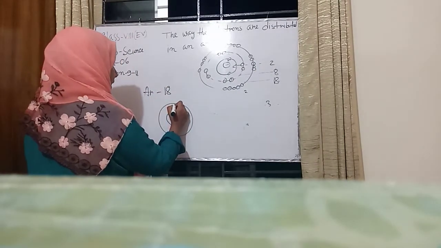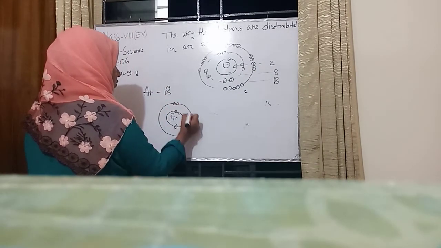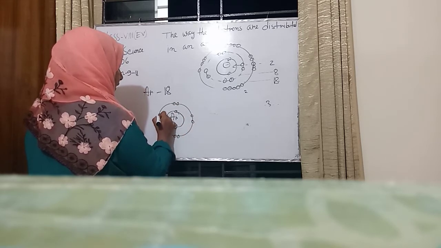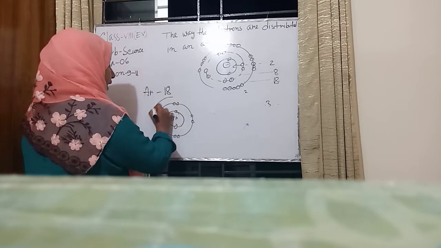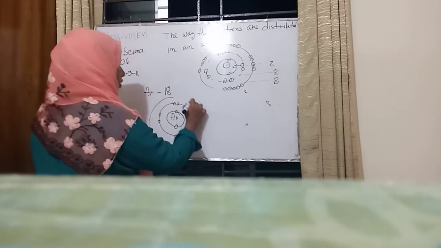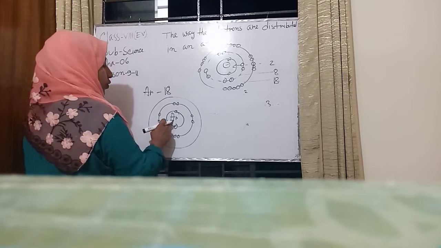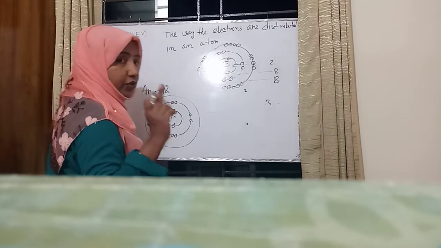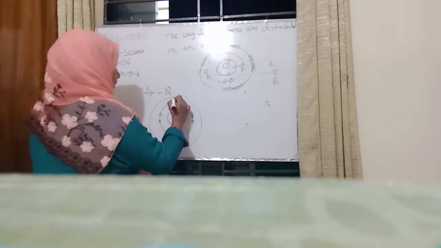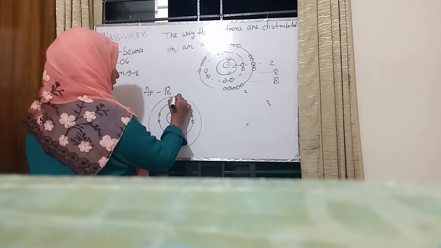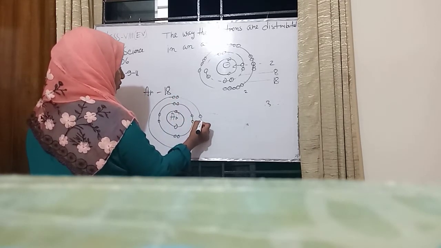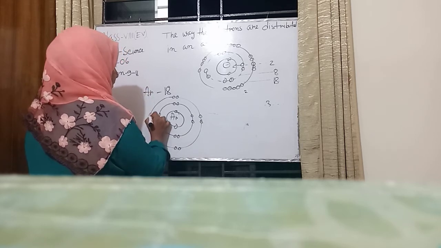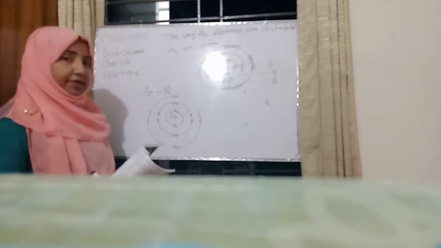Here's the 8, my dear students: 1, 2, 3, 4, 5, 6, 7, 8. When I draw the third orbit, 2 and 8 make 10, and the remaining we have is 8 electrons. Here I draw this structure: 1, 2, 3, 4, 5, 6, 7, 8. Yes, it fills up with 8 electrons.